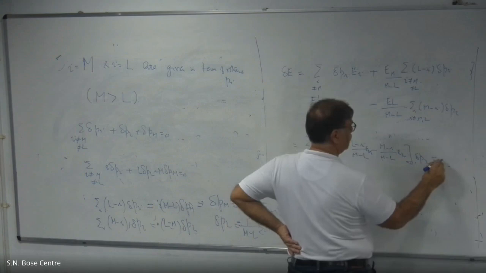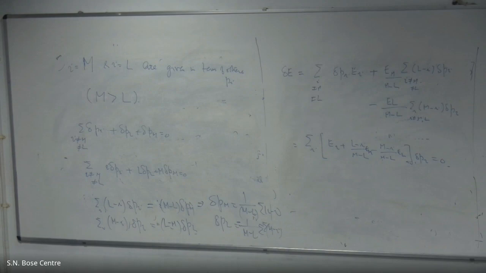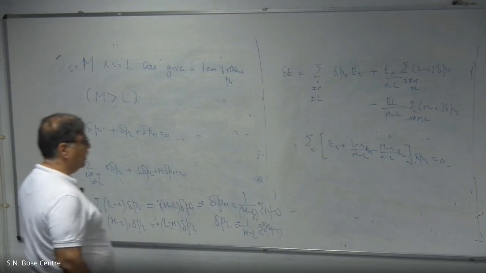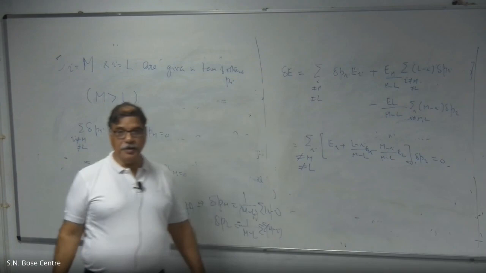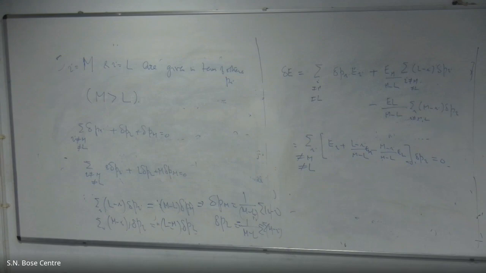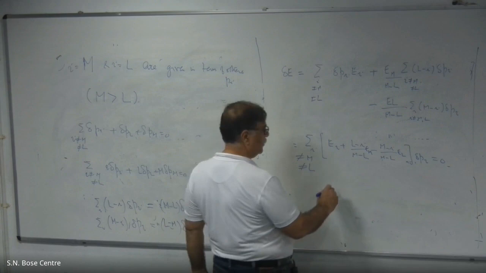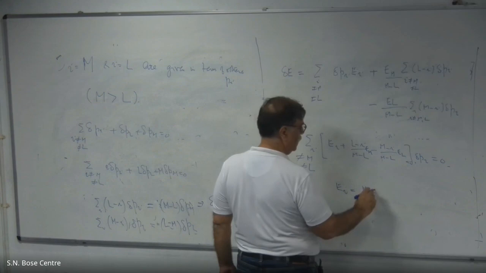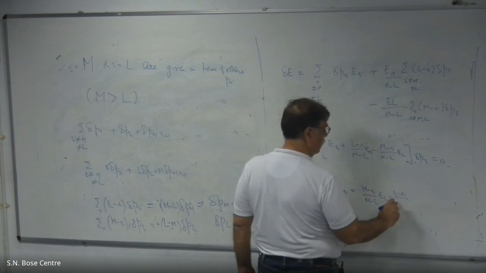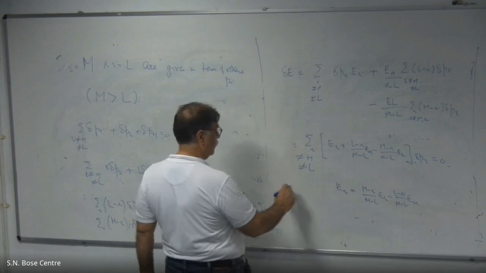Now all these delta p_i's are arbitrary, right? Because I have taken i which is not equal to m, not equal to L. Agreed? Yes, everyone with me? Okay. Now you see, since they are all arbitrary, I should have this term 0. So if I have this term 0, I have this: E_i is equal to (m minus i) over (m minus L) E_L minus (L minus i) over (m minus L) E_m, if delta p_i is arbitrary.